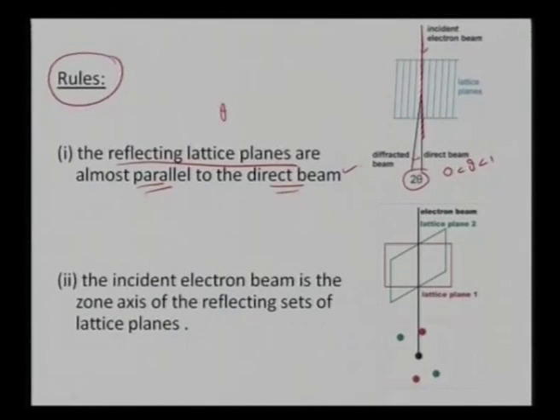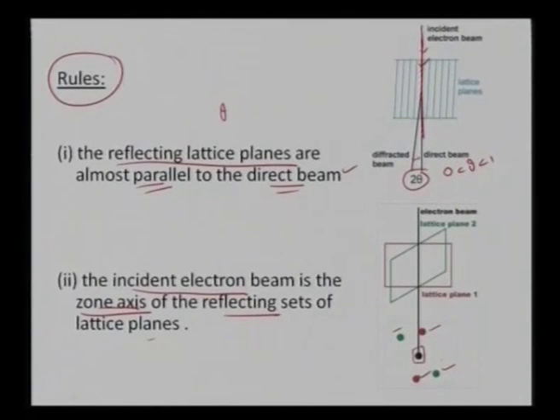And secondly, the incident electron beam, which is falling onto a particular lattice plane to interact with it, becomes the zone axis of the reflecting set of lattice planes, because it is approximately perpendicular to the plane it is interacting with. So the normal to it will be perpendicular to that, and my electron beam is again perpendicular to the normal of the particular plane. So my incident electron beam becomes the zone axis. So this becomes the zone axis in terms of defining all the other diffraction planes.